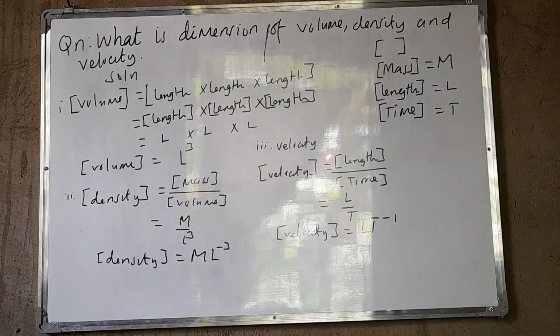When you come to find the dimension of velocity, we know velocity is equal to distance over time, but distance is termed as length, of course. So the dimension of velocity is equal to dimension of length over dimension of time. The dimension of length is L, and the dimension of time is T. Finally, the dimension of velocity is equal to L T to the exponent negative 1. So this is how we are going to do these important materials.